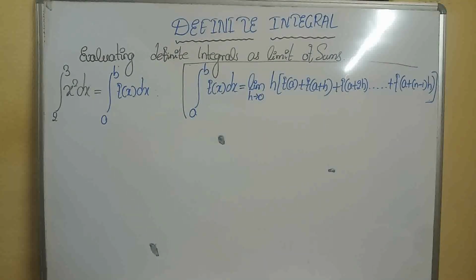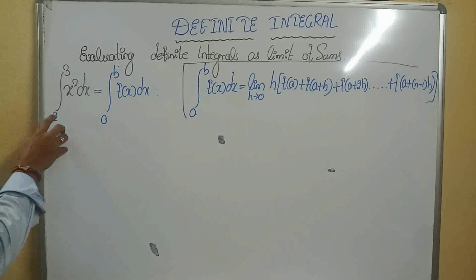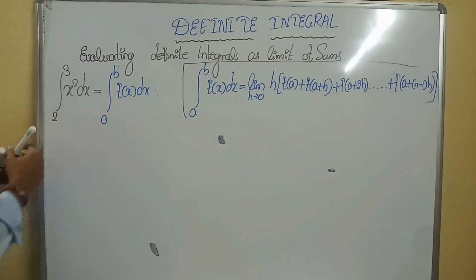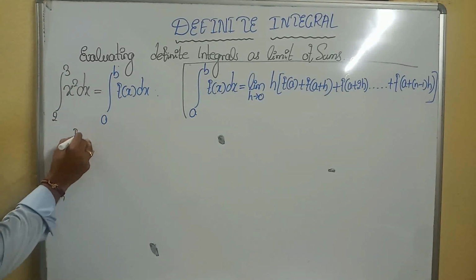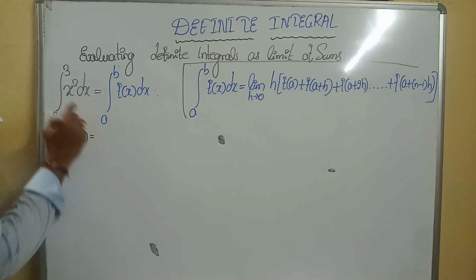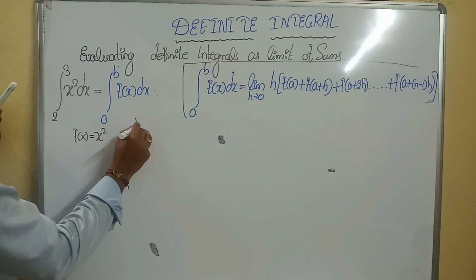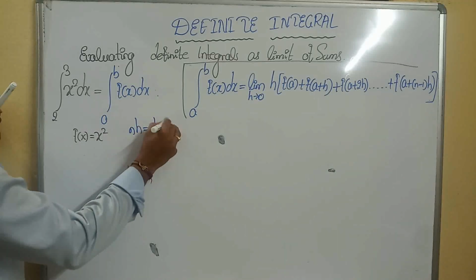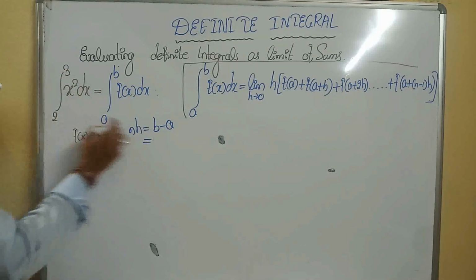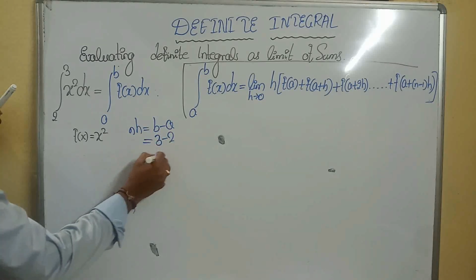Observe the next example: integral over 2 to 3 of x square dx. In this one, what is f of x? f of x is x square. Okay. What is actually nh? nh is nothing but b minus a. In this one, it is 3 minus 2. What is 3 minus 2? Its value will be 1.